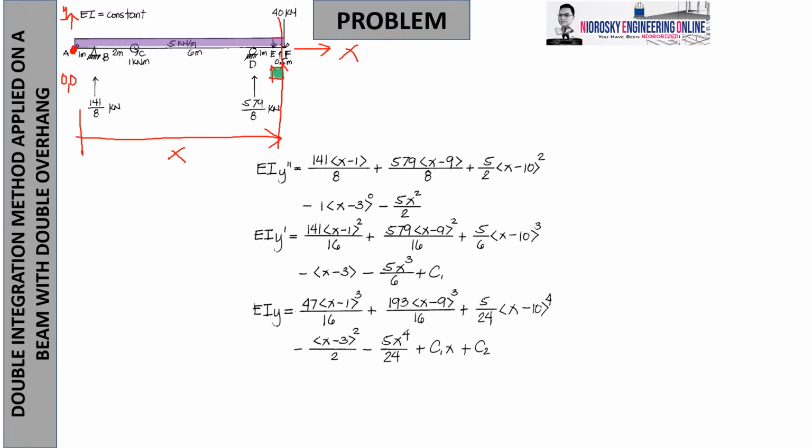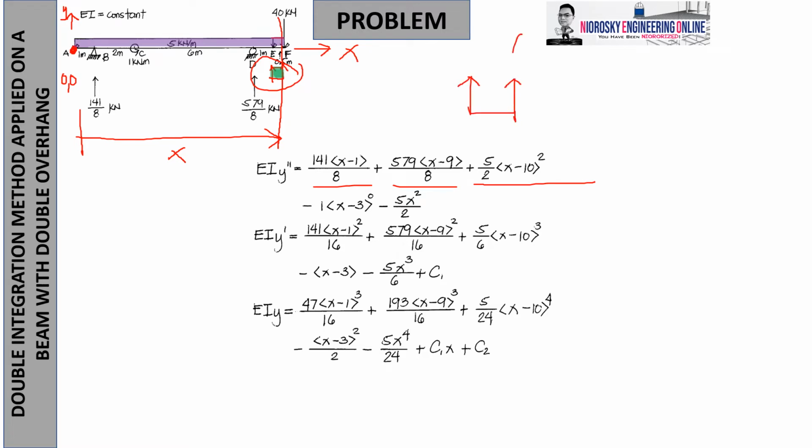And then, yung 40 kilonewton lang hindi sasama kasi nasa dulo siya ng last segment. So, by simplification already, you will take these values. Okay? Yan. So, 141, all of them are in terms of pointed parentheses. So, 141 over 8 times x minus 1, plus 579 over 8 times x minus 9. Then, 5 halves of x minus 10. Ito yun eh, no? Nag-rotate kasi yan ng clockwise.